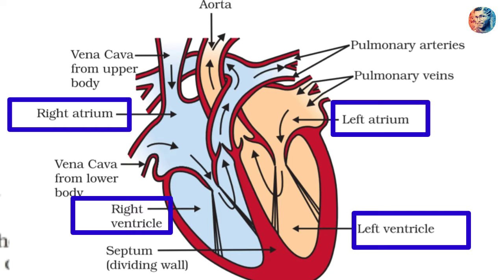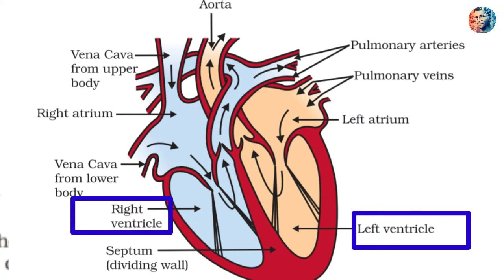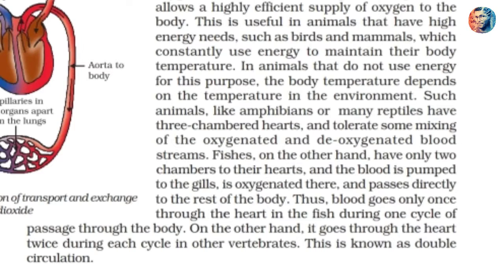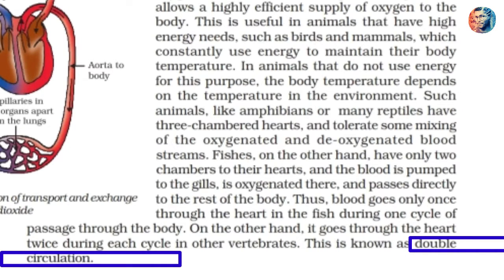So fishes and others have 2 chambers only. So the blood goes through the heart only one time, while in human beings the blood enters the heart 2 times. That is called double circulation.